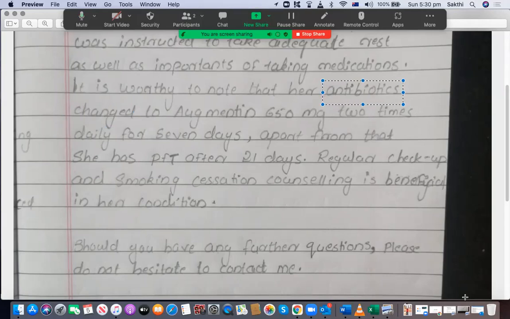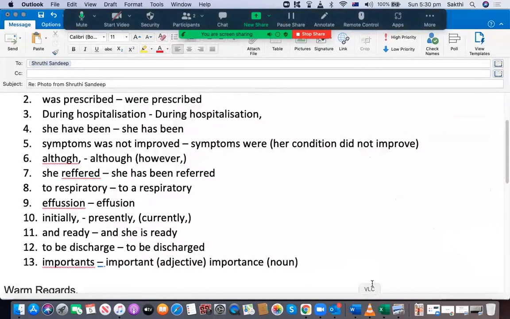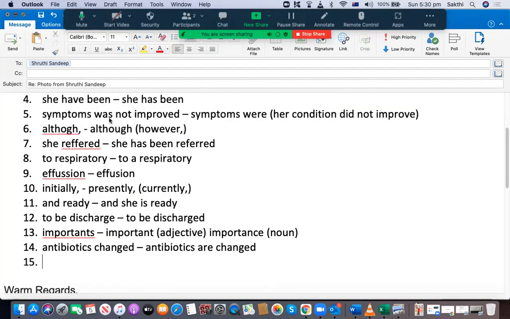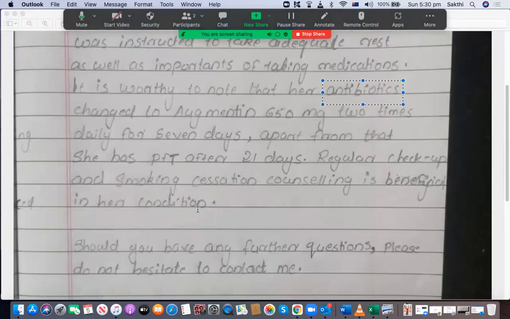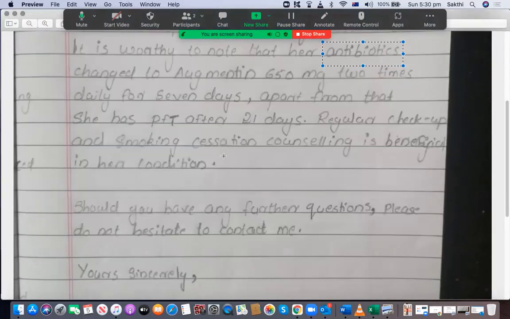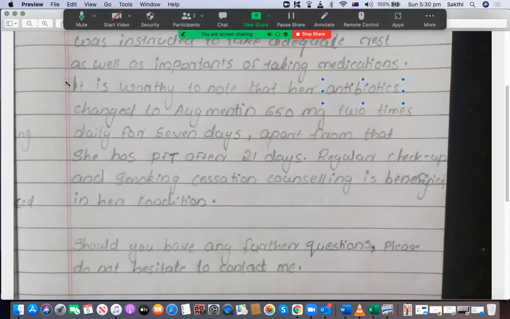Do you understand? Yes, sir. Yeah, so what you have done is, in this case, antibiotics changed to something. Okay, so you should use antibiotics are changed to, or were changed to. You have to use any one of them. I don't know whether it is going to be taken after the discharge. If that's the case, you have to use are, or will be changed to, something like that, any one of them. Okay, and you don't need to use it is worthy to note that. You can simply say please note, please, and then note, and then comma. Only in 2 words you can finish this. You don't need to write too many words.